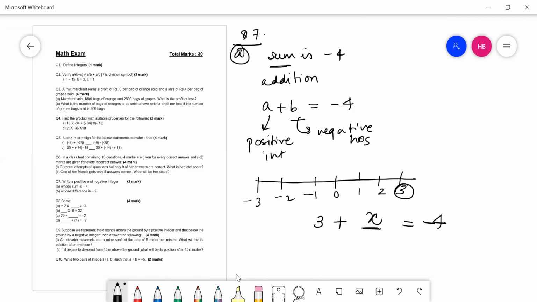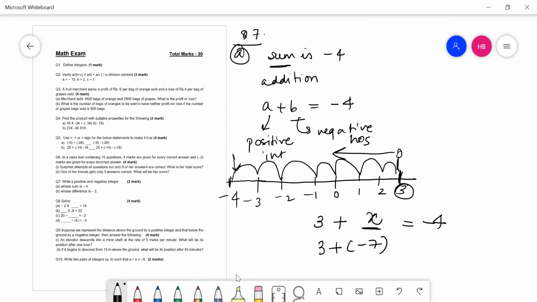If you think about this, here is 3, right? And I have to reach -4. If I am here and I have to reach there, what should I do? I should move 1, 2, 3, 4, 5, 6, 7 steps, and in this direction. So I have to do 3 plus -7. Even if you solve this, you will get -4 as the answer.